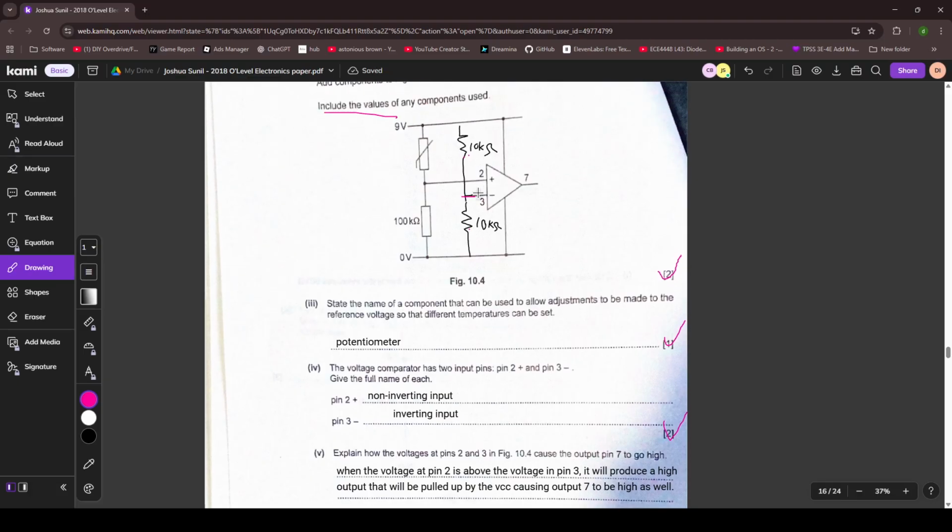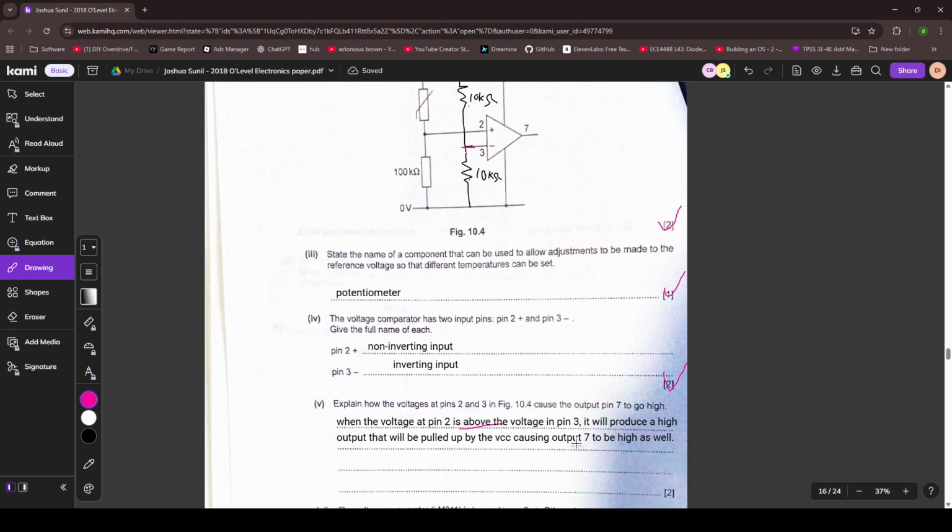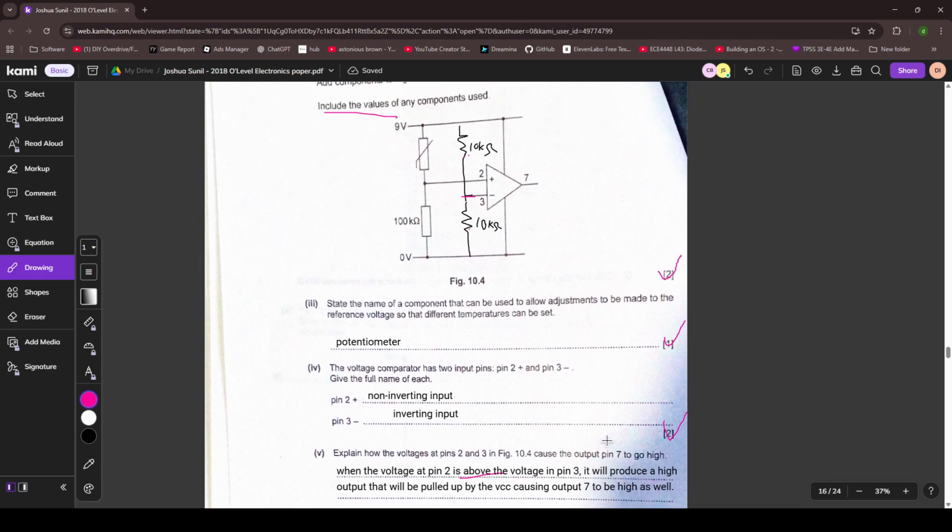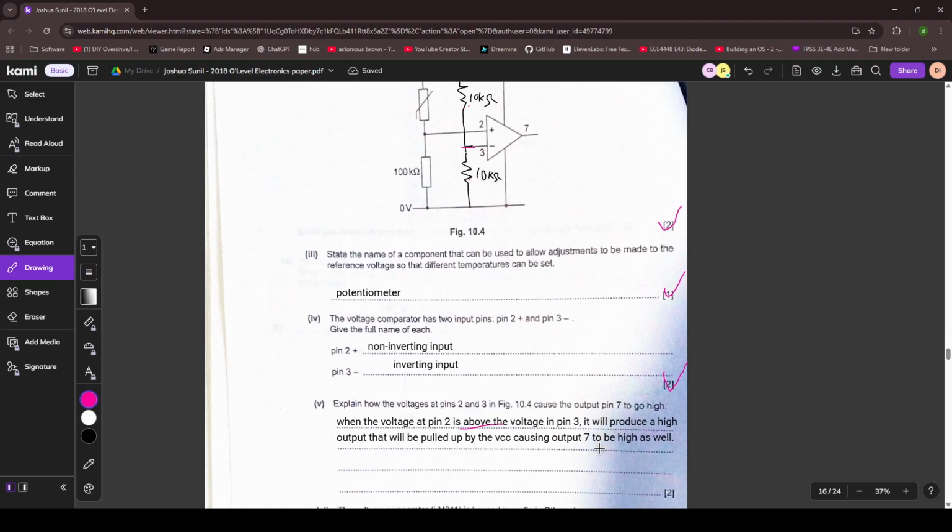When the voltage at pin 2 is above the voltage in pin 3, don't say above, say when it's higher, when it's greater. When the voltage at pin 2 is greater than the voltage at pin 3, it will produce a high output that will be pulled up by the VCC, causing output 7 to be high as well.